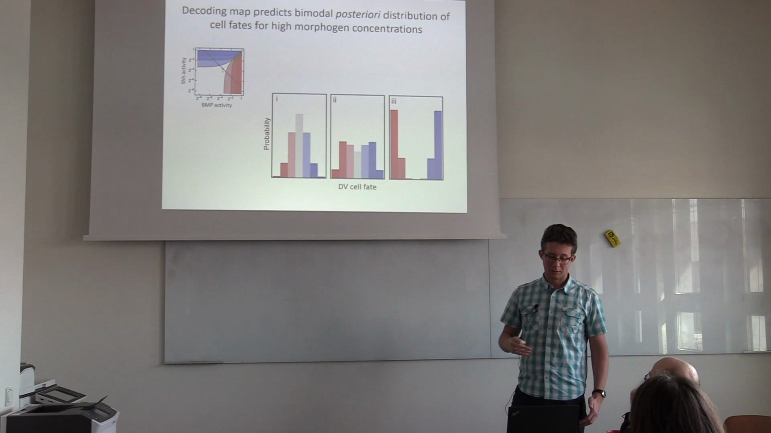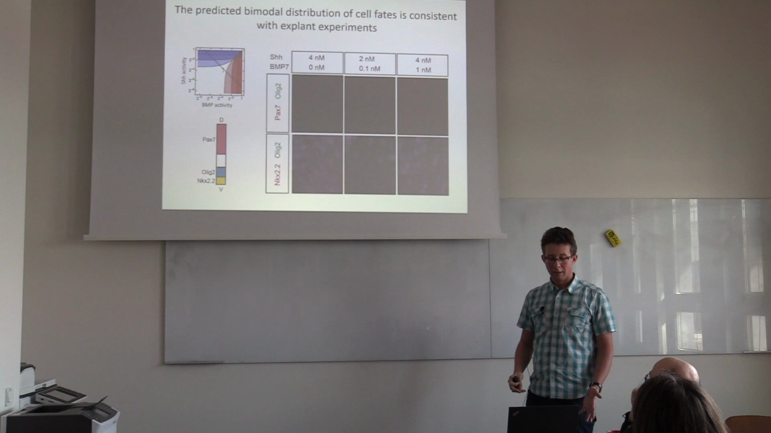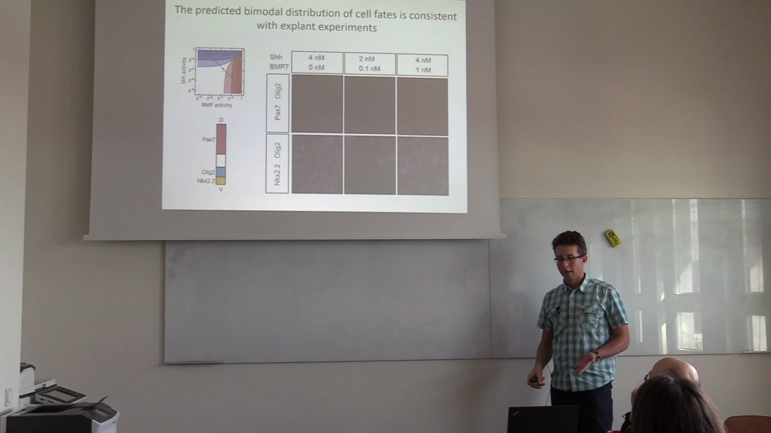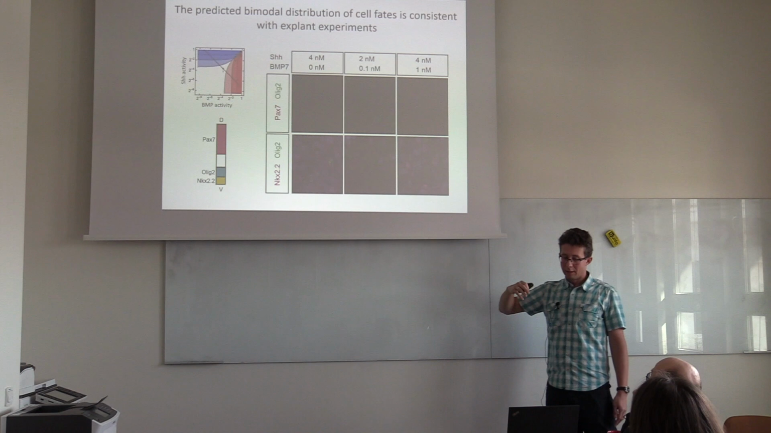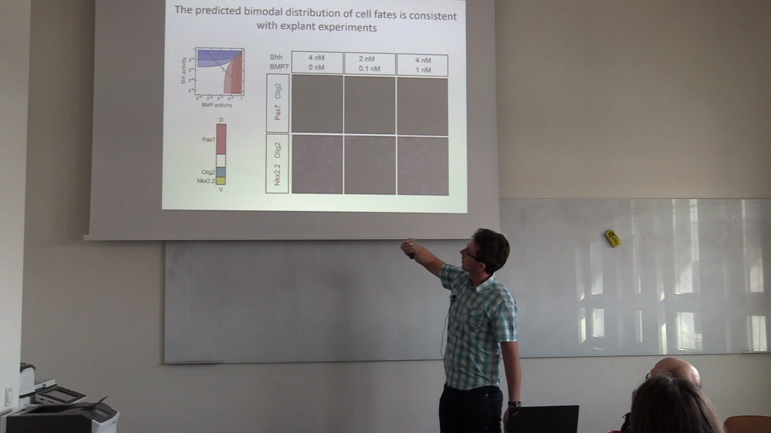And what they did was actually found in the experiment. So that was very gratifying, and I will now explain this: 4 nanomolar and 1 nanomolar. This is pretty high concentration for both Sonic hedgehog and BMP. And the markers: for the very dorsal domain, this is PAX7, and for the very ventral, NKX2.2.